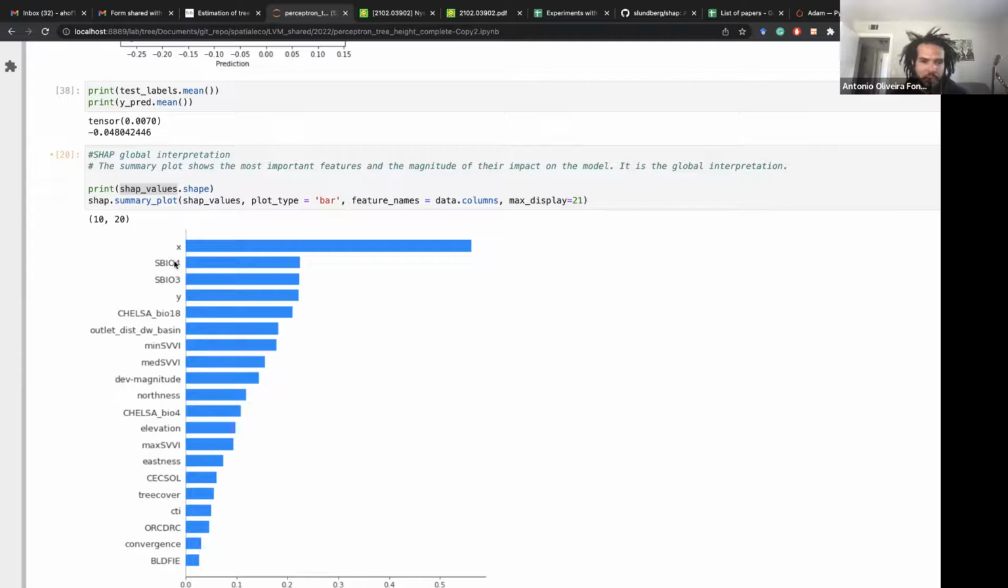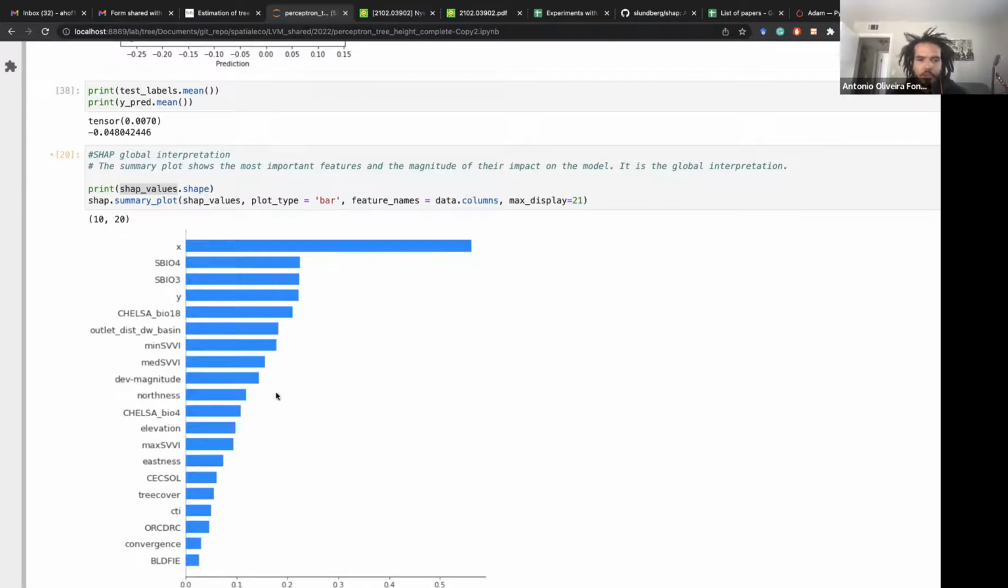Then you have these other S bios. What were those again? They were climate, precipitation and temperature related. So it makes sense that it seems to be deterministic to predict? Always, yeah. Then in fourth comes the longitude. So it seems to make sense to some extent, right?